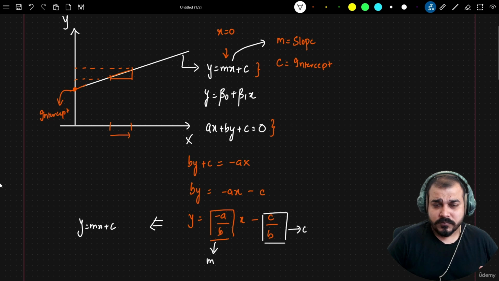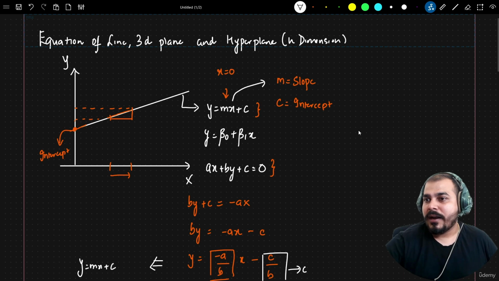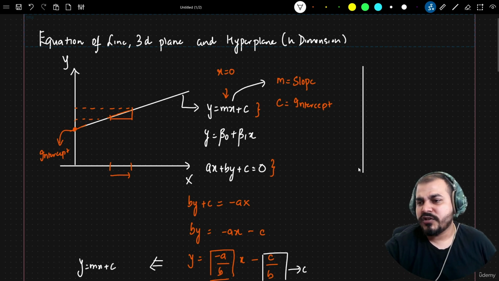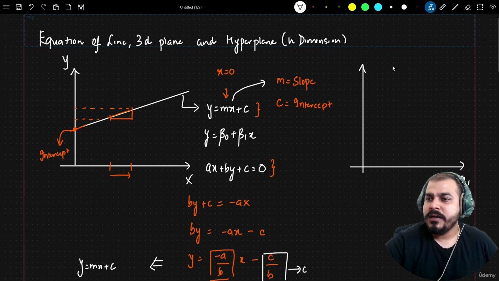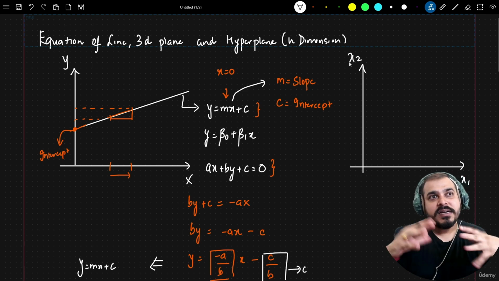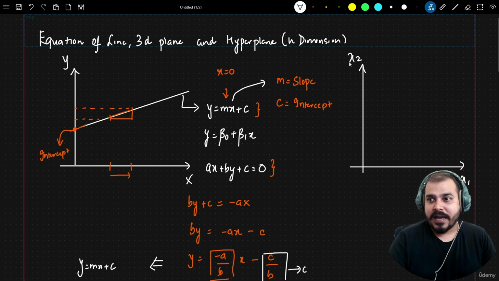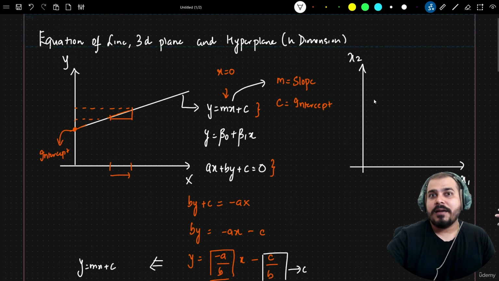Now just for ease, let's provide one more equation, and it is almost similar. Let's say I have my axes x1 and x2. The reason I'm writing x1 and x2 is that I may have multiple dimensions. Over here I just have 2 dimensions, which I can represent by x and y, but if I have many dimensions, I write them as x1, x2, and so on.